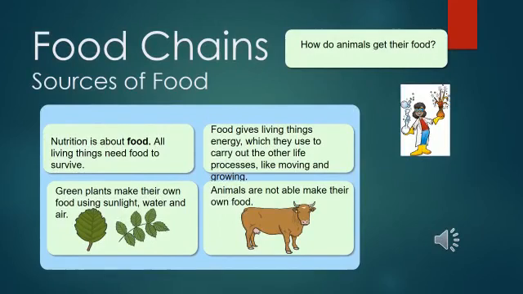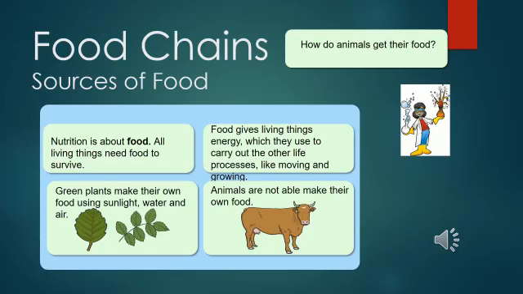This brings us nicely to food chains. Remember, we have spoken about some animals eat other animals to survive. So Mrs. Gren, if we think about Mrs. Gren, its nutrition is all about food. All living things need food to survive. Remember green plants, they make their own food by using sunlight and water and air.